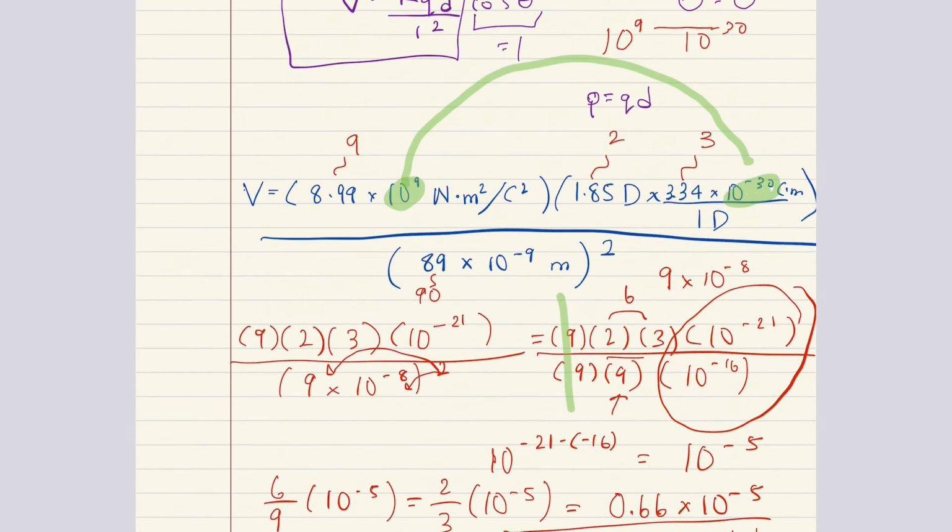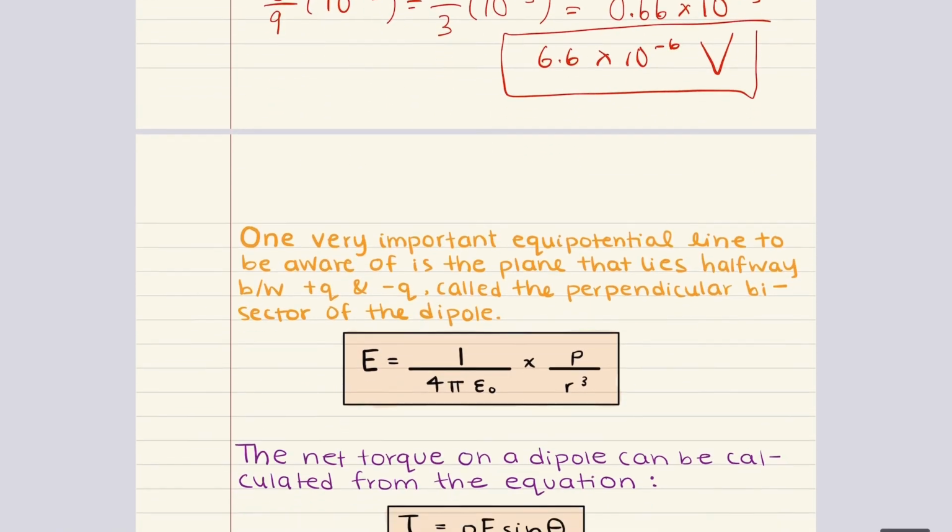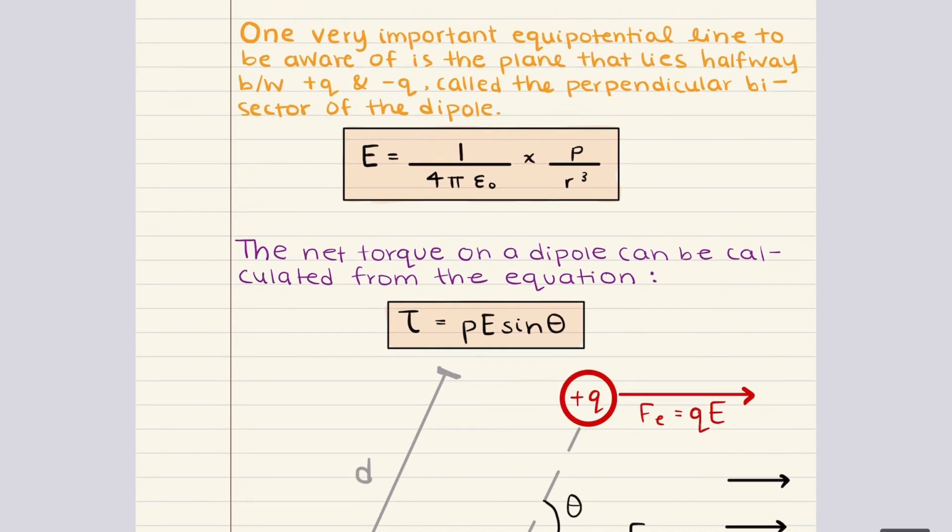With that, we've solved this problem, and we can move into our next topic. One particularly important feature of the electric dipole is the perpendicular bisector, which is the plane that lies exactly halfway between the positive and negative charges.